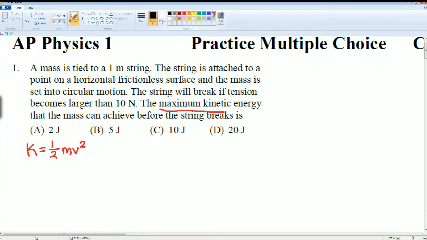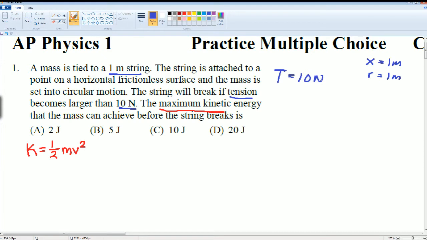What you have is a tension force, which can no longer be 10 newtons. So you can write here tension is equal to 10 newtons once it breaks, and you also have a mass tied to a 1 meter string. So that looks like a distance value or a radius value. So we can write x equals 1 meter, or you could also write radius equals 1 meter. Not quite sure, but we know we have some distance value.